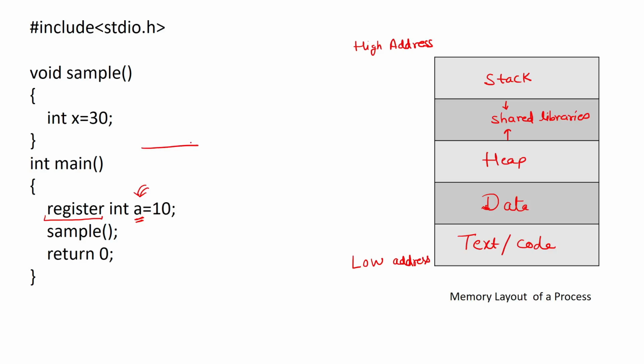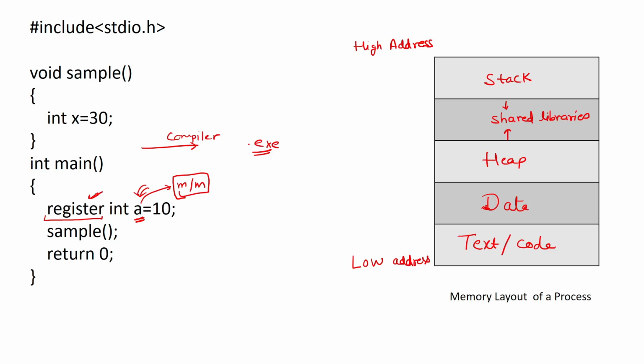When the compiler compiles this program and converts it into an executable file, at that time the compiler will reserve space for this a. So this a can be stored inside the registers, but it can also be stored inside the memory, as automatic variables are also stored inside the memory only. When we say memory, we mean the primary memory.